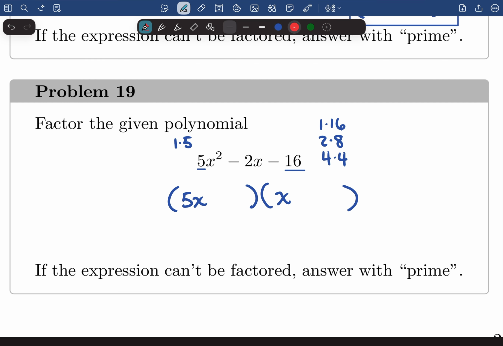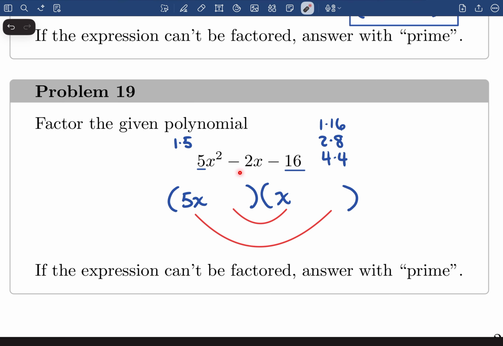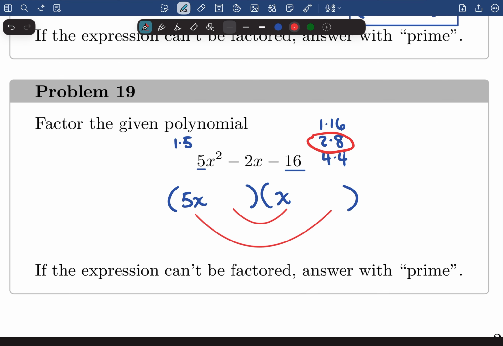And so I'll show you my trial and error process. And as we do trial and error, we have to consider the inner and outer terms of FOILing, because the inner and outer terms of FOILing are what will combine together to make this negative 2x. And so I start playing with it. You know what? I've already found it. I play with 2 and 8. Okay, so here I'm choosing 2 and 8. And I'm going to make the 8 negative, because this is, once again, a minus-minus situation.